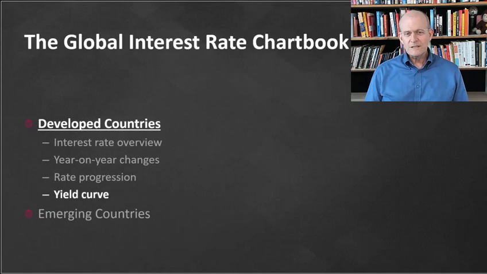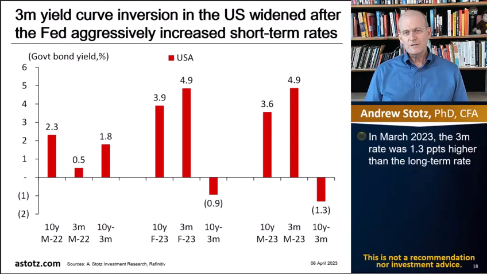So now let's look at the yield curve. What we can see here is the U.S. 3-month yield curve inversion widened after the Fed aggressively increased interest rates. Basically, the yield curve used to be positive. We had long-term rates of 2.3, which is incredibly low, and short-term rates at 0.5, which was also incredibly low in the U.S. But that shifted massively.